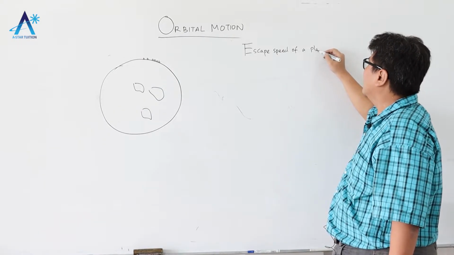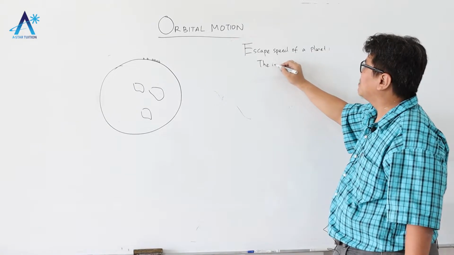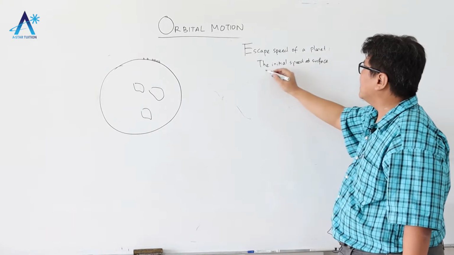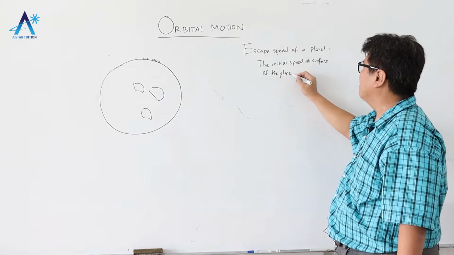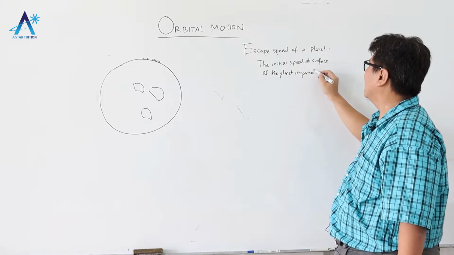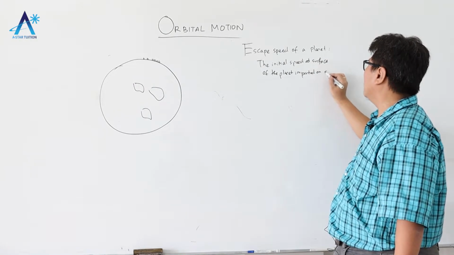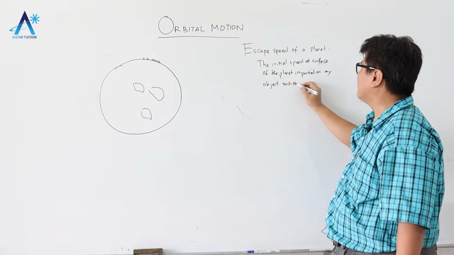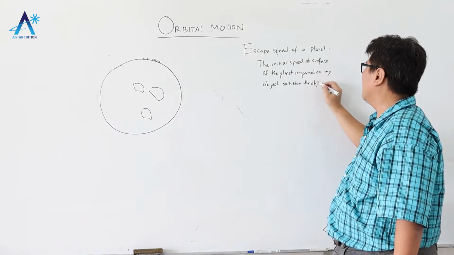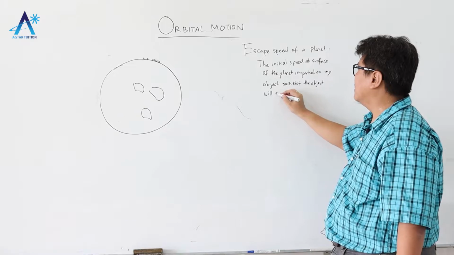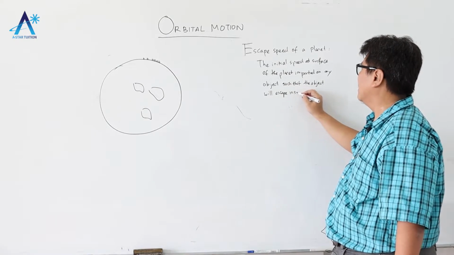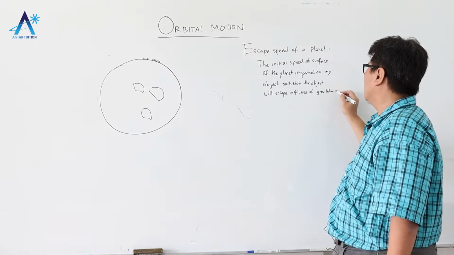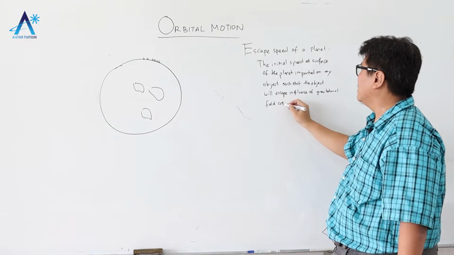Escape speed of a planet is the initial velocity or initial speed at the surface of the planet, imparted on any object, such that the object will escape the influence of the gravitational field created by the planet.